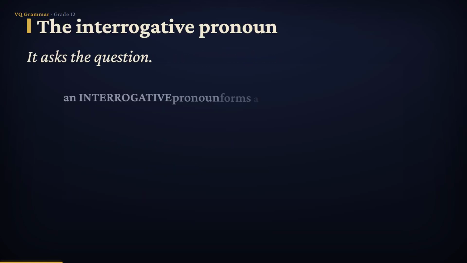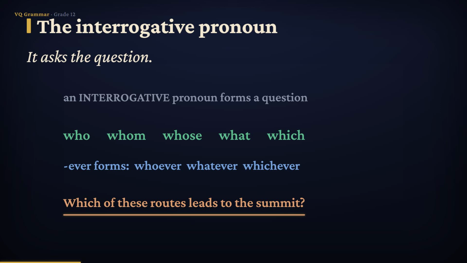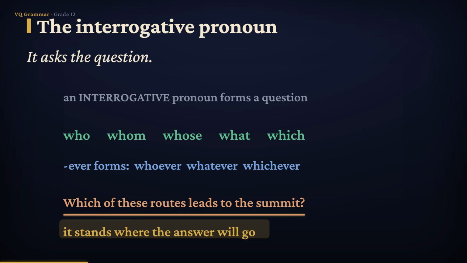First family, the interrogative pronoun. Its whole purpose is to ask a question. There are 5 core ones: who, whom, whose, what, and which, plus their emphatic cousins ending in ever, whoever, whatever, whichever. Listen to one at work. Which of these routes leads to the summit? That word which is doing the asking, and here's the neat part. It's holding the exact spot where the answer will eventually go. Say the answer aloud, the eastern route, and it drops right into the place which was keeping warm.